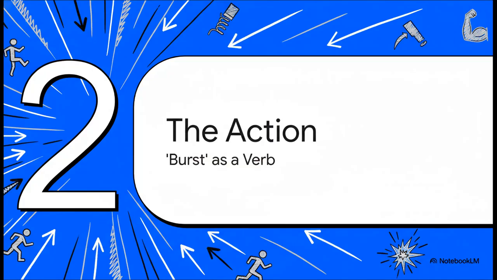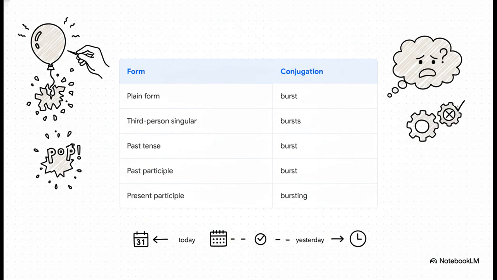Okay, so we've got the sound down. Now let's dig into its first big job, being an action word. You know, a verb. And this is where burst starts to get a little weird, honestly. Just look at this. The present tense is burst, okay? But the past tense is also burst. How strange is that? He bursts the balloon today. He burst the balloon yesterday. It doesn't change. That makes it an irregular verb. And man, these are the kinds of words that can really trip you up when you're learning English.